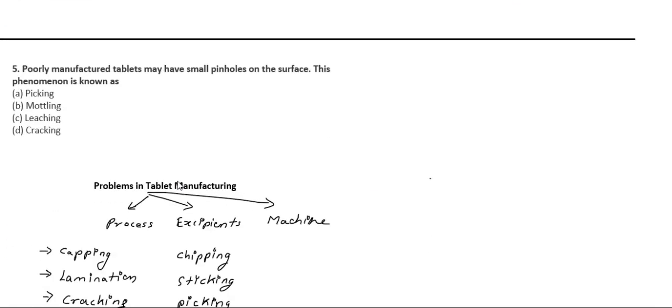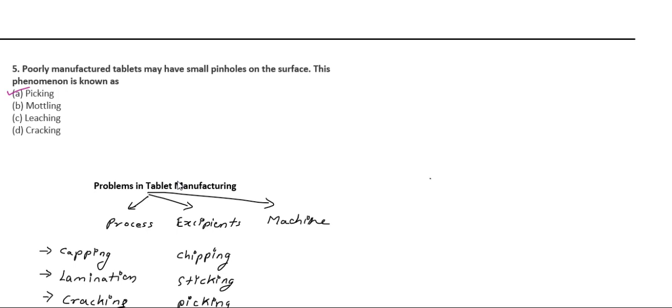Let's move on to the next question. A poorly manufactured tablet may have small pinholes on the surface. This phenomenon is known as: options are picking, mottling, leaching, and cracking. The right answer for this is picking. This is an area of interest for different competitive exams.